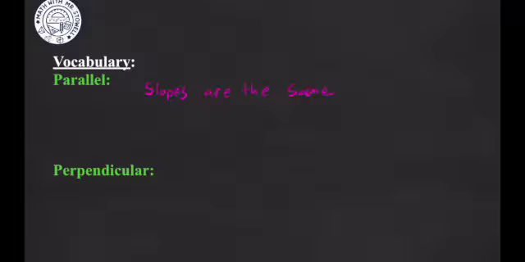An example of this: we could have y equals -2x plus 7 and y equals -2x minus 5. These are parallel because they have the exact same slope, which is -2 in that case. Okay, that's how you know it's parallel. Same slope. Perpendicular. How do we know if it's perpendicular?